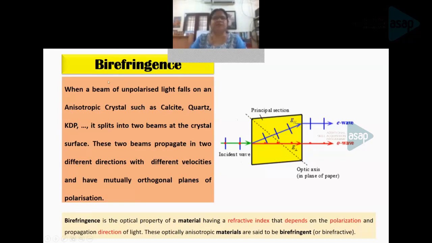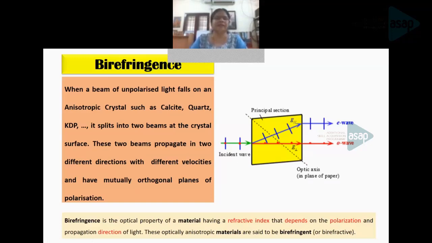When a beam of unpolarized light falls on an anisotropic crystal such as calcite, quartz, or KDP, it splits into two beams at the crystal surface. These two beams propagate in two different directions with different velocities, and they have mutually orthogonal planes of polarization. This phenomenon is known as birefringence, and such crystals are known as birefringent crystals.